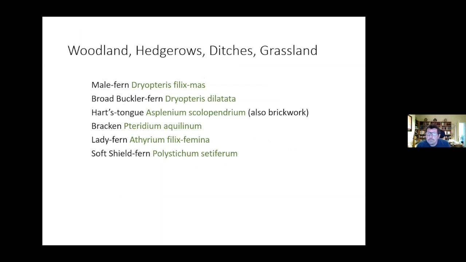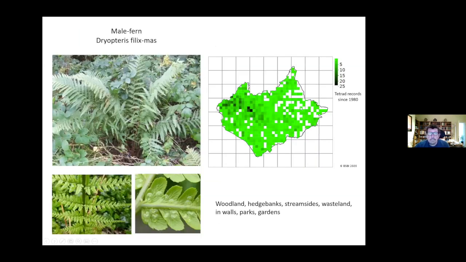Six of them you can find in woodland, hedgerows, ditches and grassland. So I'll deal with these six, but hart's tongue can also be found in brickwork and in culverts. This is our male fern. This is a distribution map of the fern. It has a shuttlecock shape, it's bipinnate and has these lovely kidney-shaped indusia. Now, this gives the density of records per tetrad. So you can see there's a lot of records of this over in this area.